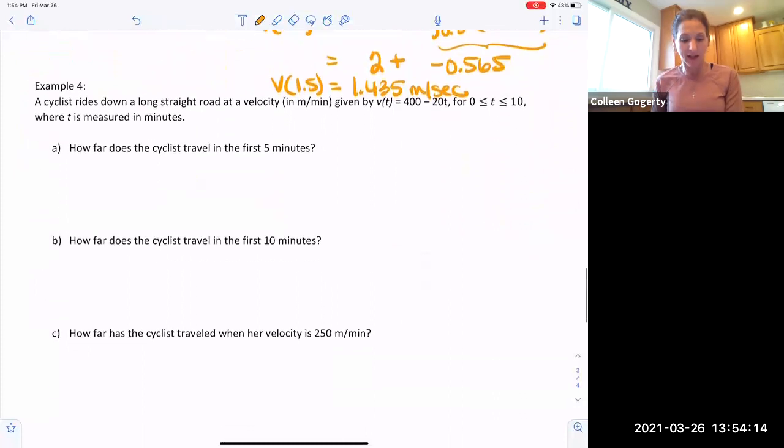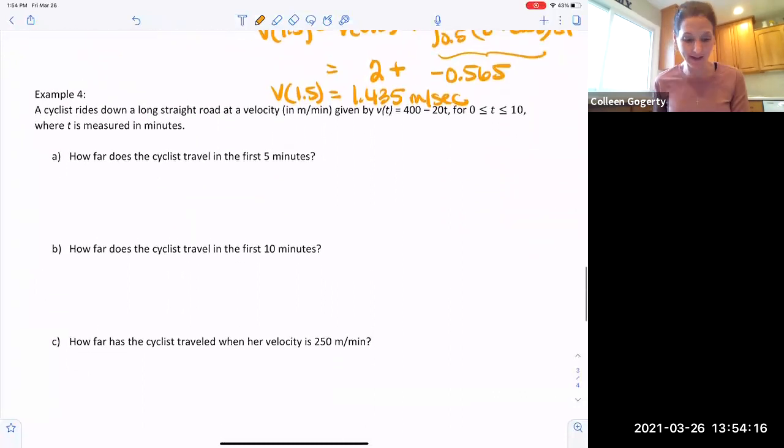All right. And lastly, a cyclist rides down a long straight road at a velocity in meters per minute, given by the velocity equation, where t is measured in minutes. How far does the cyclist travel in the first 5 minutes, the first 10 minutes, and how far has the cyclist traveled when her velocity is 250 meters per minute?